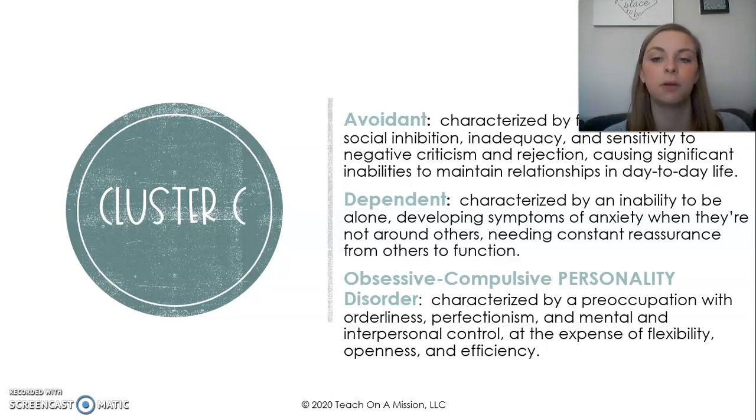And then finally, obsessive compulsive personality disorder. So we have talked about OCD when we talked about anxiety disorder. This is personality disorder. So OCPD is going to be characterized by a preoccupation with orderliness, perfectionism, and mental and interpersonal control. So they're unable to give up control, and that makes them completely inflexible. They are not open to change, to the point that it makes them inefficient. Okay, so this does not have those obsessive thoughts and then the compulsions. This has the preoccupation with the orderliness.